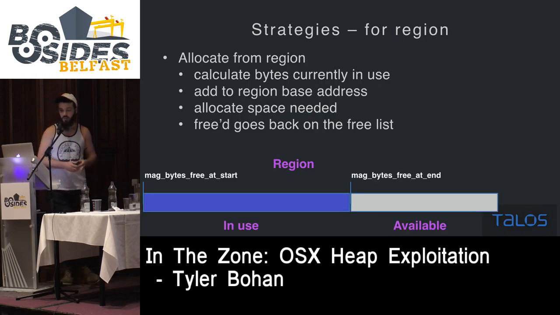How do you allocate from a region? Well, it's pretty straightforward. You go to the mag_bytes_free_at_end and say, hey, I have this many bytes available, give me some bytes. That's more or less what it is. There are a couple of pieces of metadata in the region itself that determine where you're going to get more bytes from. And I'm going to demo this and show you how we can accurately predict any allocation well before it happens: where it's coming from, where it's going to be, how it's going to line up. We can predict all those things.